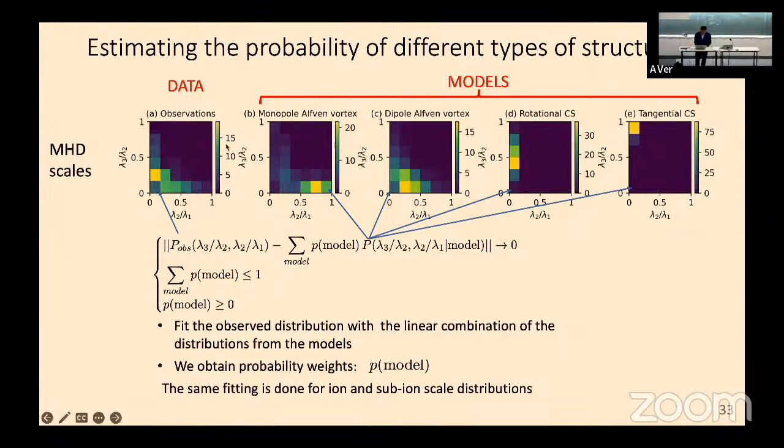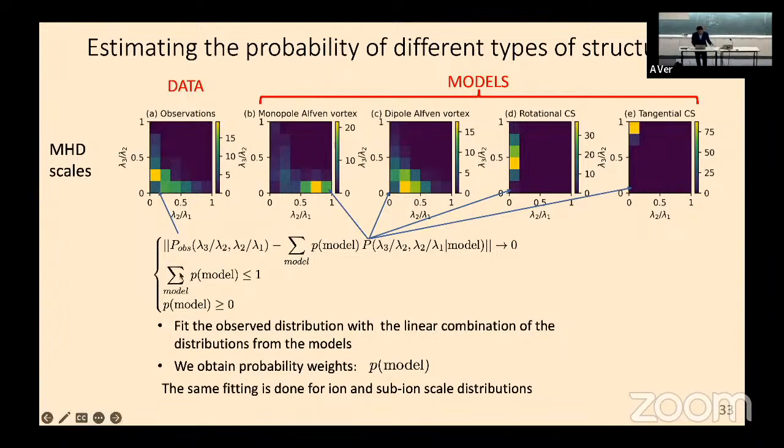So this panel is showing us the observational results, and these four panels are showing us the results of the model crossing. And we are minimizing the difference between the observed distribution and the linear combination of the probabilities of these distributions obtained from the crossings with the coefficients p, the function of the model, which is showing us the probability to encounter different types of structure for each structure.